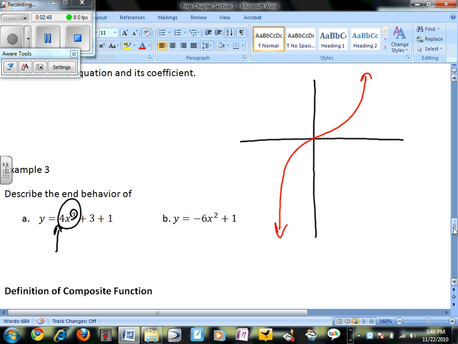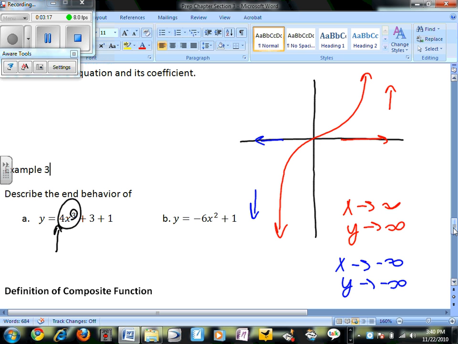So if we want to describe the end behavior, we'd say as x approaches infinity, as x gets bigger and bigger this way, y approaches infinity as well, because y just keeps getting bigger and bigger that way. And then we want to describe both end behaviors, so let's look at the other way. As x approaches negative infinity, y is going to approach negative infinity as well, because y keeps getting bigger and bigger in the negative direction. All right, so there's A.